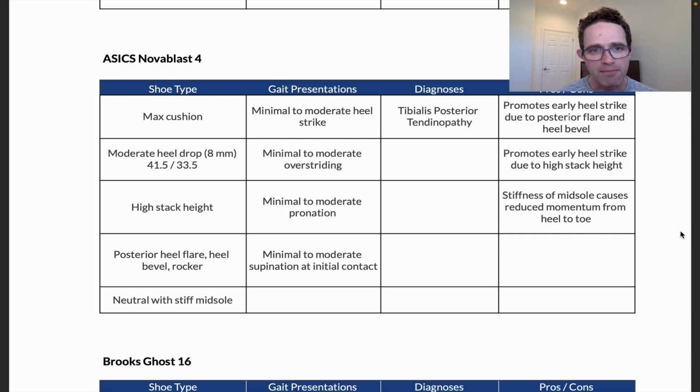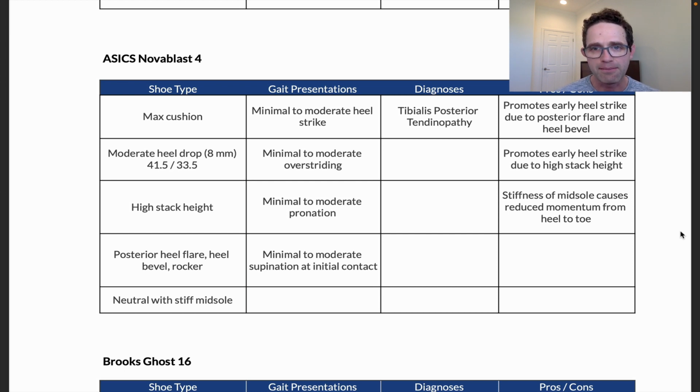Some gait presentations that are meaningful here would be minimal to moderate heel strike. Also minimal to moderate overstriding, primarily in this case because you do have that posterior heel flare, heel bevel. This is going to promote that early heel strike, and it might limit some of the overstriding these patients do. However, we have to be careful about the ground reaction forces that are going to go through our feet, especially if we are overstriding and landing early. That might add a lot of ground reaction forces through our body. Also minimal to moderate pronation and minimal to moderate supination at initial contact.